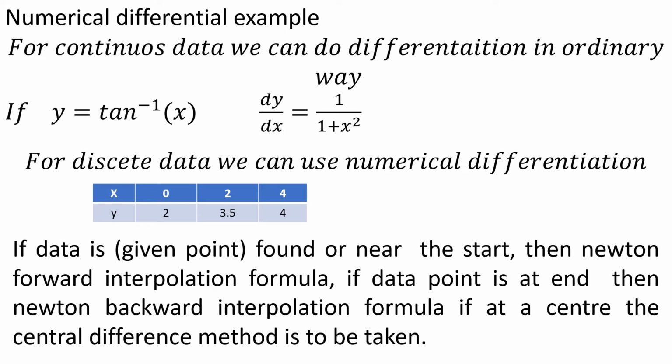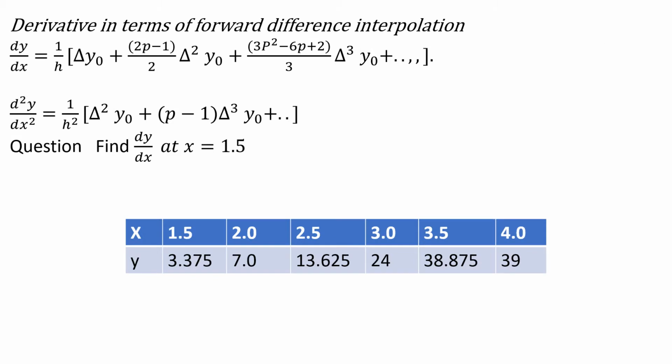So basically, the procedure depends upon the point at which you want to find the differential. If the point is at the start, accordingly the Newton forward interpolation will be used. Now, next one. The derivative in terms of forward difference interpolation, we are doing this basically, right? So the question is dy by dx at x equal to 1.5, which is at the start. Start means we will apply forward difference interpolation. These are the formulas next.